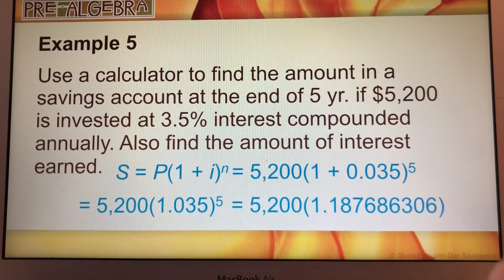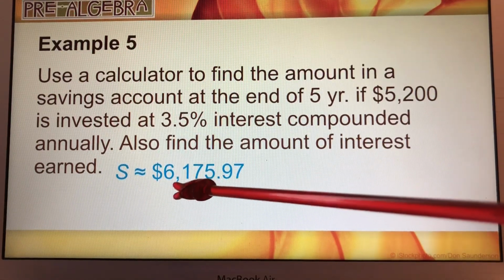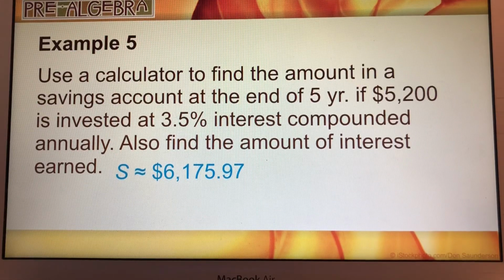you will get a very large number. But it's approximately $6,175.97. Pretty good deal, isn't it? If you originally invested $5,200 in the bank, by the end of 5 years, you'll get $6,175.97 just from having this amount of money sitting in the bank for 5 years.